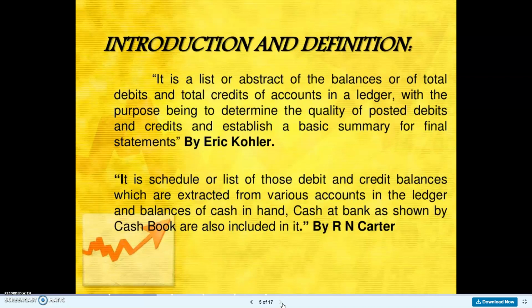Then one more is below. It is a schedule or list of those debit and credit balances which are extracted from various accounts in the ledger, and balances of cash in hand and cash at bank, as shown by the cash book, are also included in it.